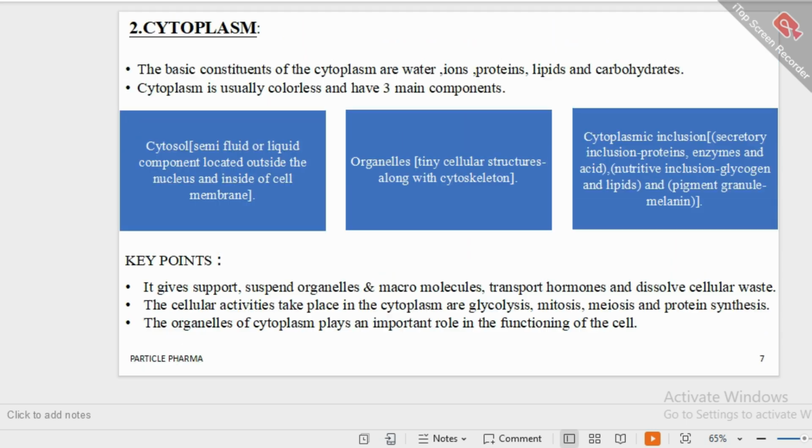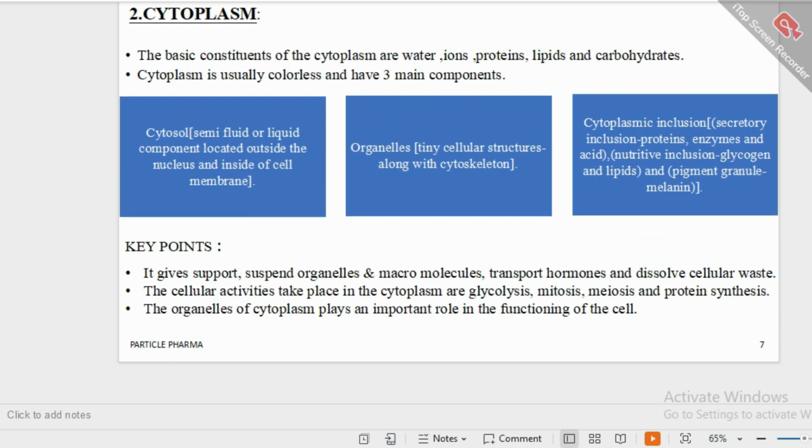Next, we will see the cytoplasm. The cell membrane covers the cytoplasm, in which organelles are suspended. Its constituents are water, ions, proteins, lipids and carbohydrates. It is usually a colorless gel and has three main components. First is cytosol. Cytosol means the region between the cell membrane and the nuclear membrane, after removing components such as subcellular organelles.